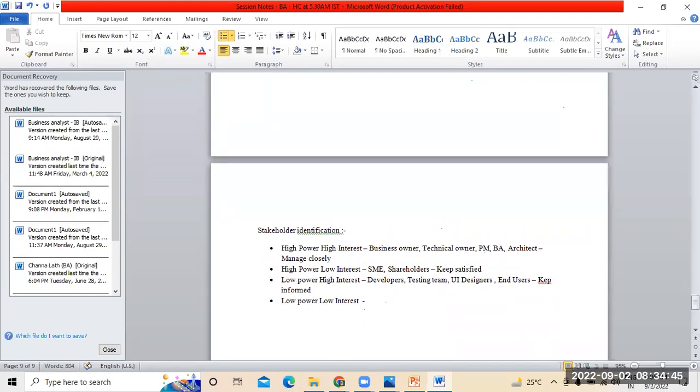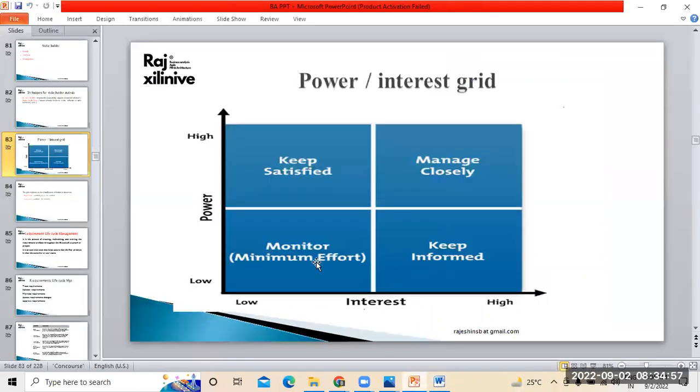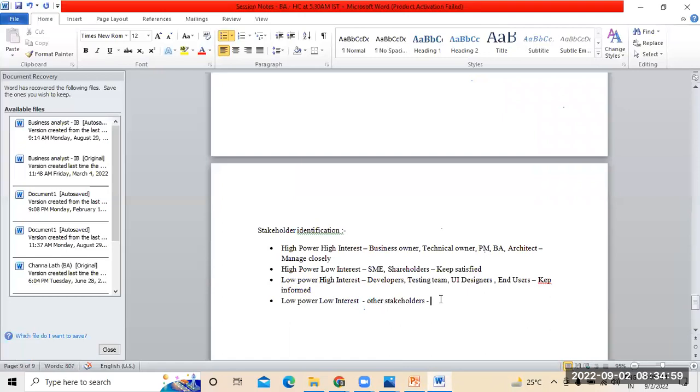Followed by that, low power and low interest people, nothing but other stakeholders, the balance stakeholders, everything. These people come under other stakeholders, who come under low power and low interest. So minimum effort itself is sufficient for them. Minimum effort is enough for us here. Stakeholder identification is the first thing we have to do, so that you can identify the stakeholders first.